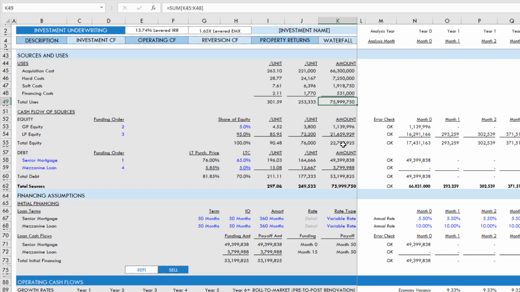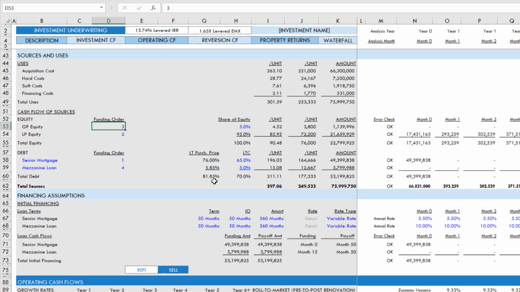So the last thing we need to do then is time out these sources to match our uses. And so what I'll do here is set senior mortgage to 1, and this is the funding order. Second, we will have the LP equity go out. That way the bulk of the LP equity is secured by the initial value of the property, and then the GP equity will go out in order 3.